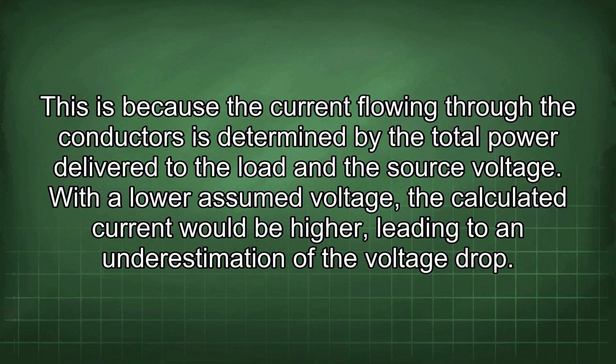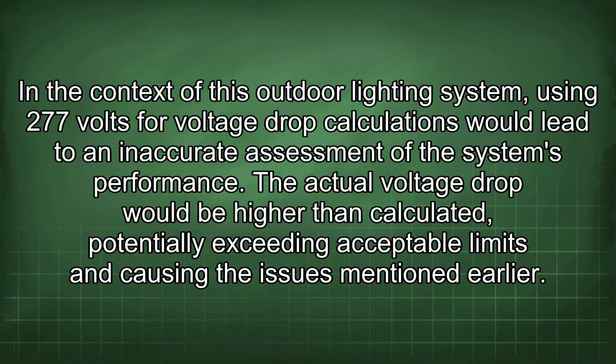voltage drop. In the context of this outdoor lighting system, using 277 volts for voltage drop calculations would lead to an inaccurate assessment of the system's performance. The actual voltage drop would be higher than calculated, potentially exceeding acceptable limits and causing the issues mentioned earlier.